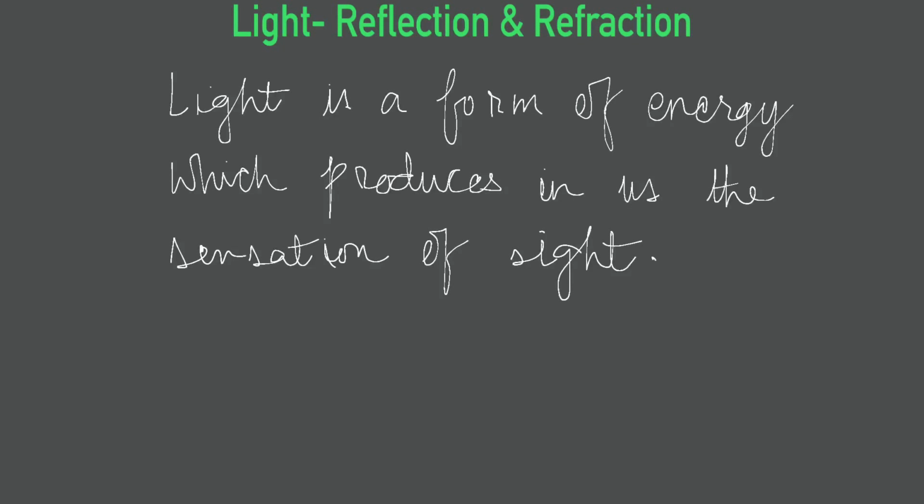Light can easily be defined as a form of energy which produces in us the sensation of sight. Of course, we cannot see anything inside a dark room. And if the light is lit or the switch is turned on, we can simply see things around us, which proves that just because of light, we can see things around us.